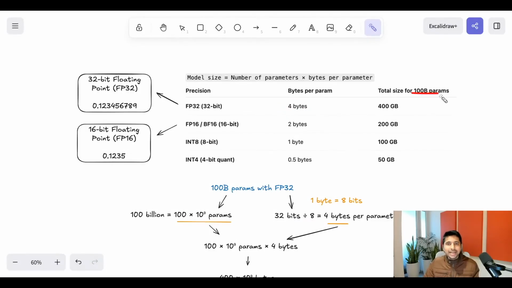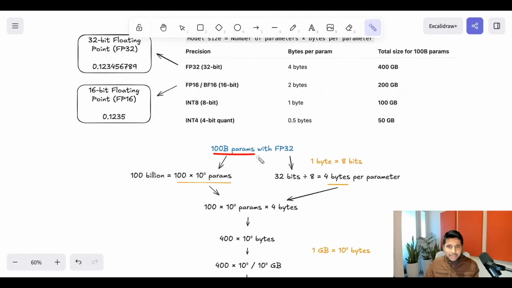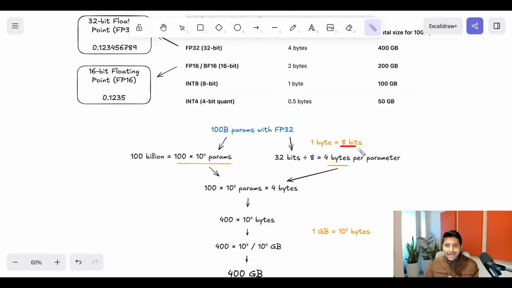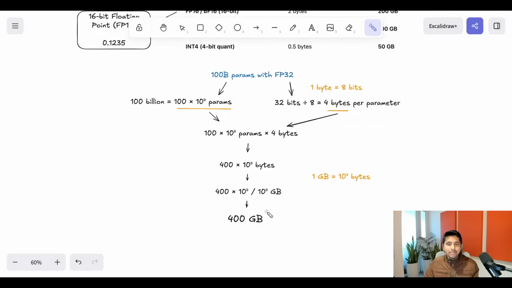And when you have 100 billion, like this we can calculate 100 billion with 32 bits. One byte is equal to 8 bits. So you have 100 billion parameters, numbers stored, each one is 4 bytes. If you calculate, ultimately you get 400 GB. So when someone says I have a model of 100 billion parameters, 32 bit, you can simply say that it will take 400 GB on a machine when you are going to have that.